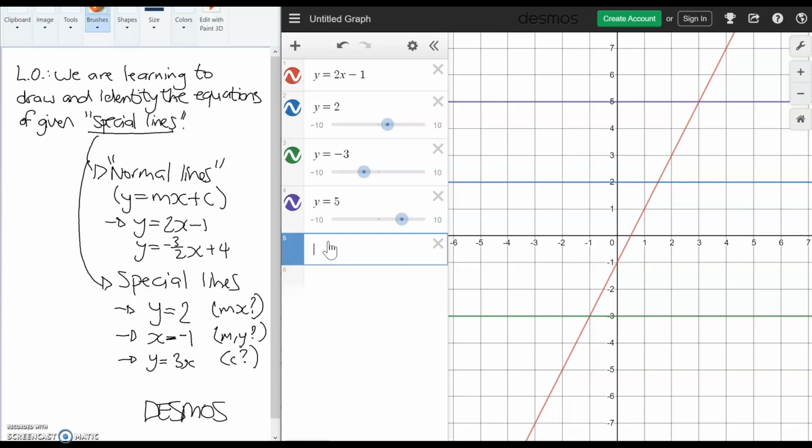Let's have a look at another one. So let's try to make it going the other way. So instead of being a horizontal line, let's make it a vertical line, a line going straight up and down. So let's try y equals negative 2. And we can see that black line popped up. So it's a perfectly straight line. It's not on an angle.